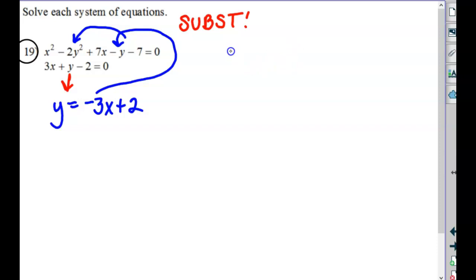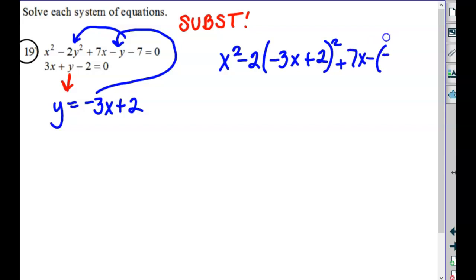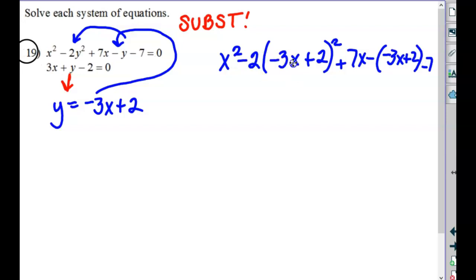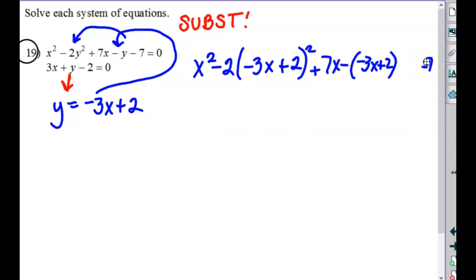Okay, this is a lot of algebra. I'm going to go kind of quick so we don't run out of time, but it's x squared minus 2 times this quantity squared plus 7x minus this quantity again minus 7 equals 0, and of course it just doesn't quite fit. No.